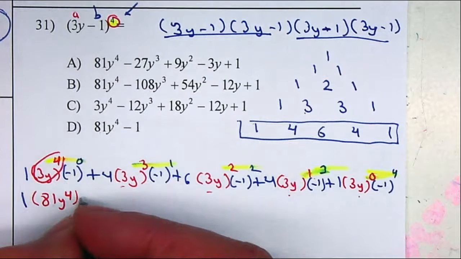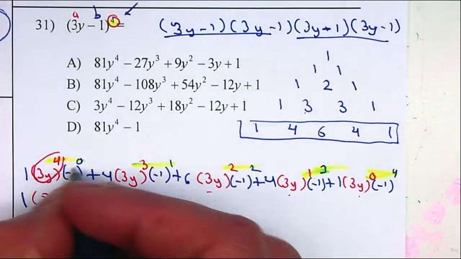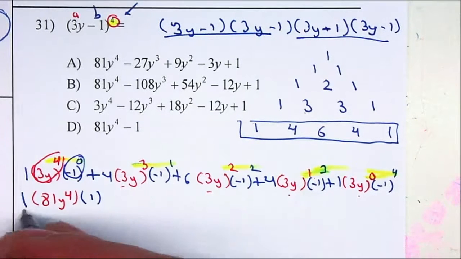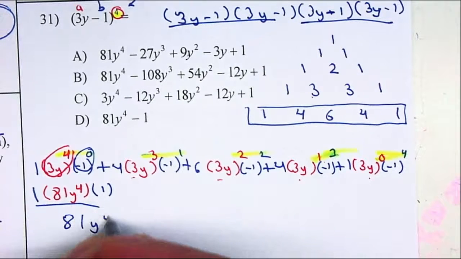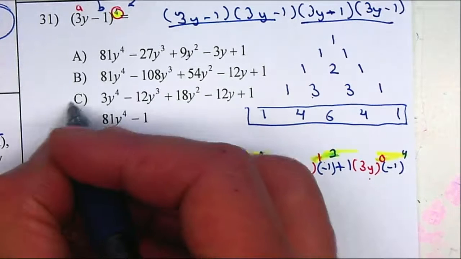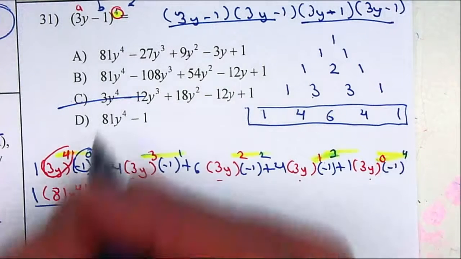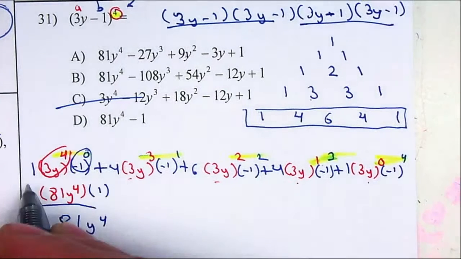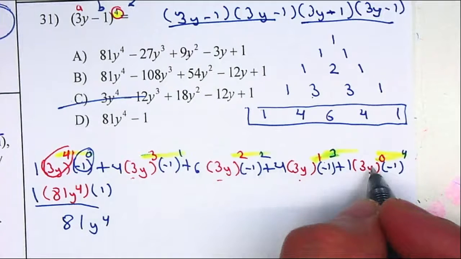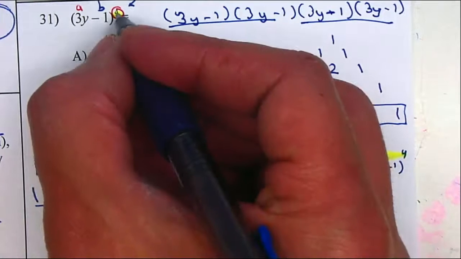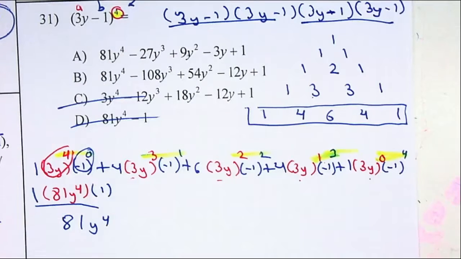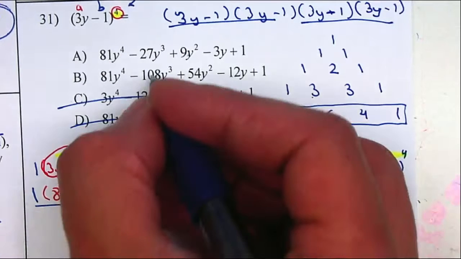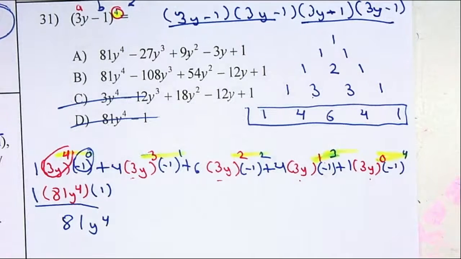Negative 1 to the 0 power, anything to the 0 power, is just 1. So that gives me 81y to the 4th. So I can cancel C. Now D, remember that we should have 1, 2, 3, 4, 5 terms, because the exponent is 4. So I know this is not the answer. So let's simplify the next one, and that should give us the correct answer.